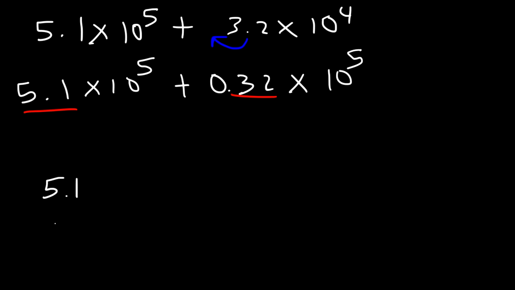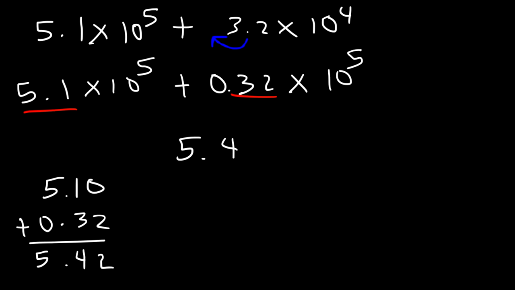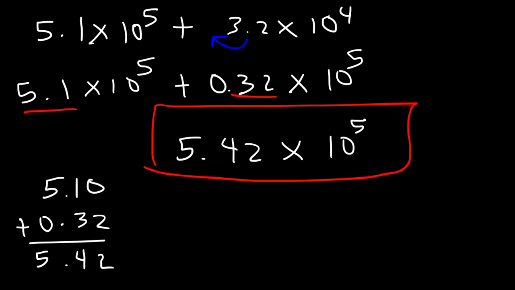So 5.1 plus 0.32. You can add a 0 if you want. So 0 plus 2 is 2, 1 plus 3 is 4, 5 plus 0 is 5. So it's 5.42 times 10 to the 5. If 10 to the 6 is 1 million, 10 to the 5 is 100,000. So 100,000 times 5.42, that's 542,000.